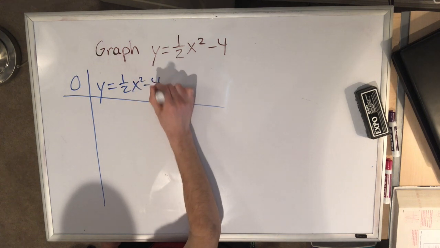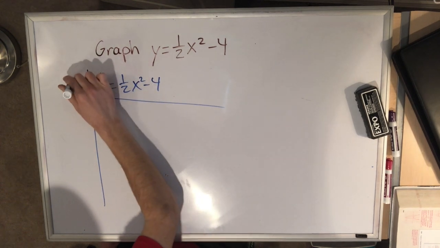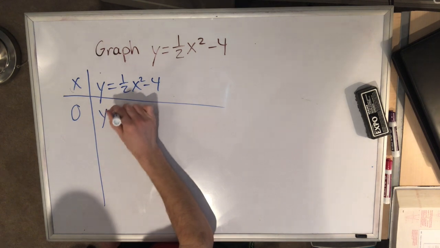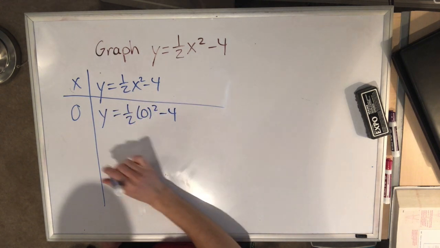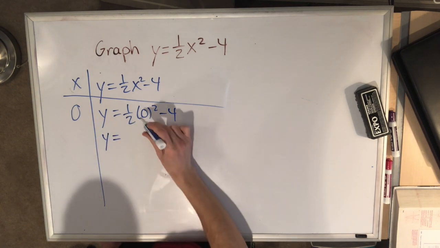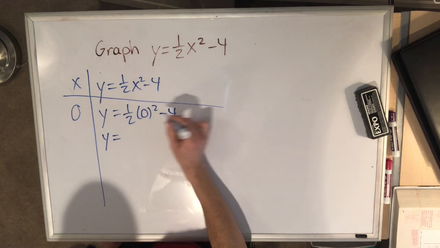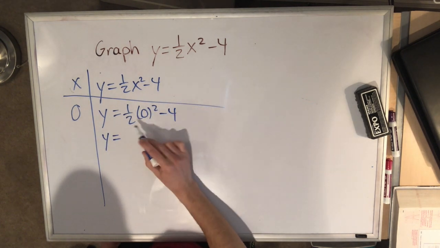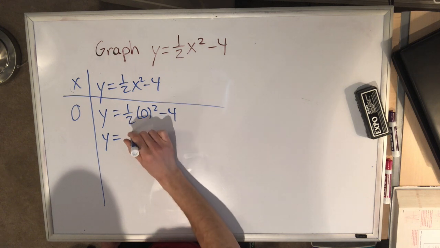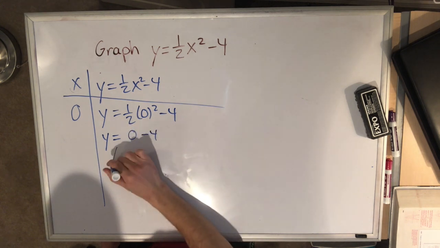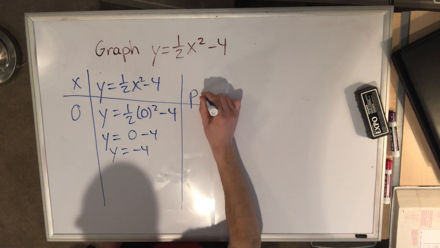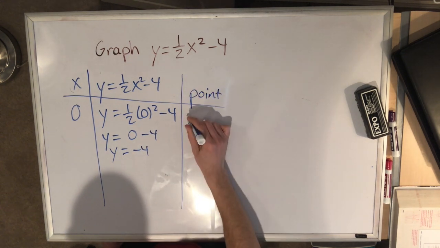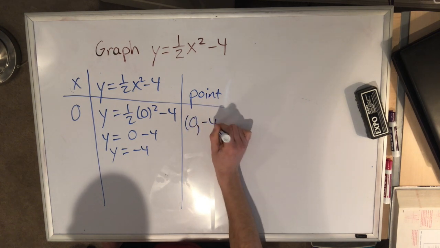we'll get y equals 1/2 times 0 squared minus 4. Remember to follow PEMDAS, E for exponents before M for multiplication before S for subtraction. 1/2 times 0 is 0. 0 minus 4 is negative 4. That gives us the point 0, comma, negative 4. When x is 0, y is negative 4.